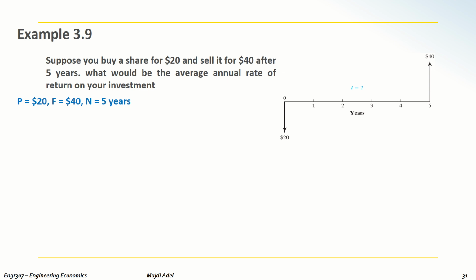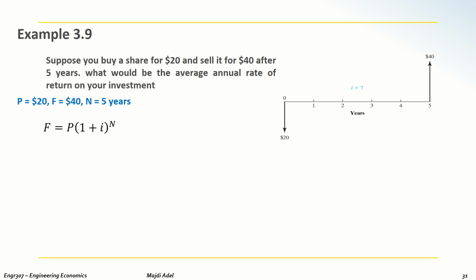Example 3.9, suppose that you buy a share for $20 and sell it for $40 after 5 years. What would be the average annual interest rate or the rate of return on your investment? Or simply, given present value of $20, future value of $40, and N equal 5, calculate I. We can solve this problem using the compounding formula or the discounting formula. Calculate F given P, I, N or calculate P given F, I, N.